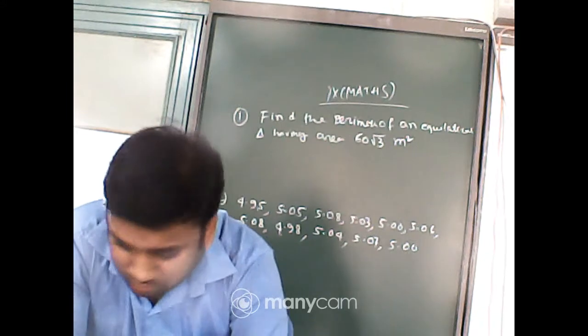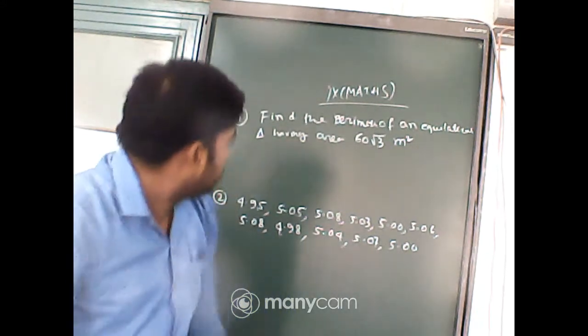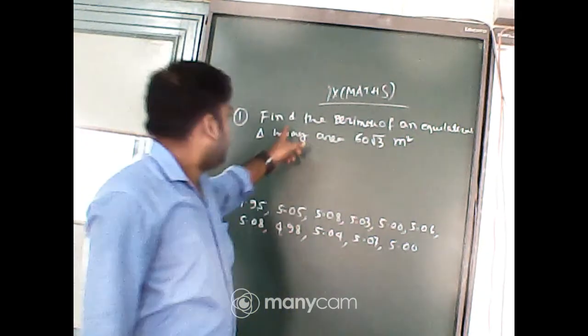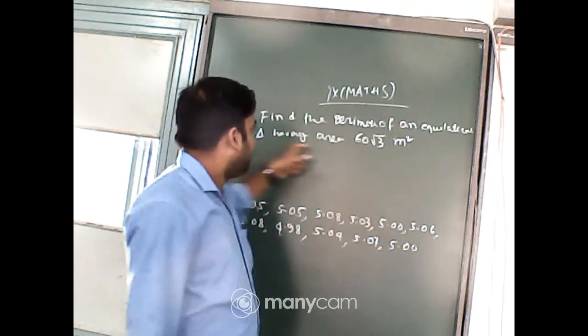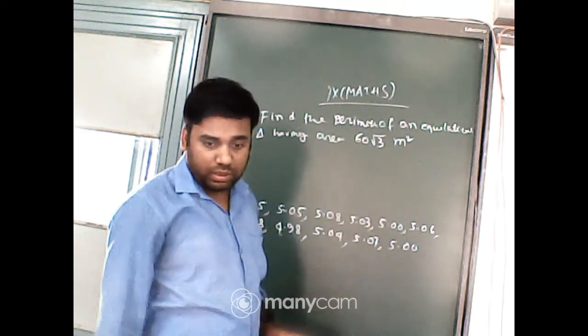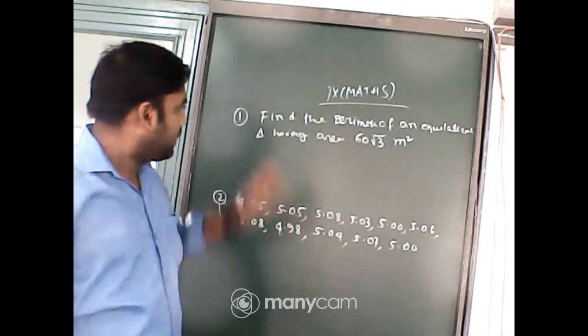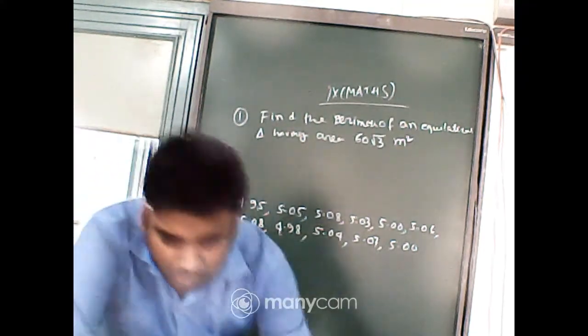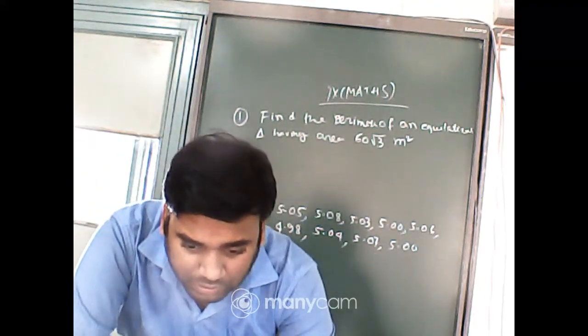6 root 3. Find the perimeter of an equilateral triangle having area 60 root 3 meter square. Having area 6 root 3. Vivek? The perimeter is 6 root 3.